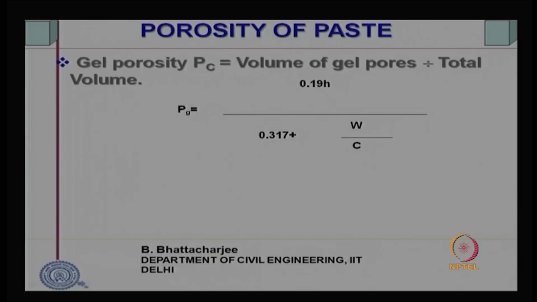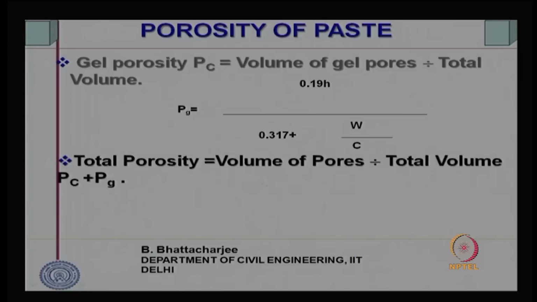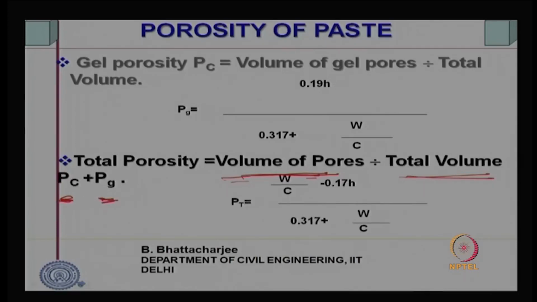So, if I sum this up now, I will get the total porosity. Total porosity is the volume of gel pores plus capillary pores, divided by total volume, and this is nothing but the sum of gel porosity plus capillary porosity. So, what do I get? Just let me do the summing.